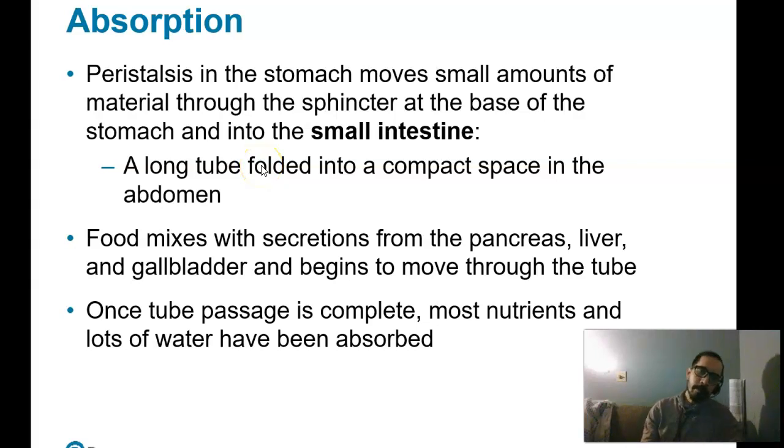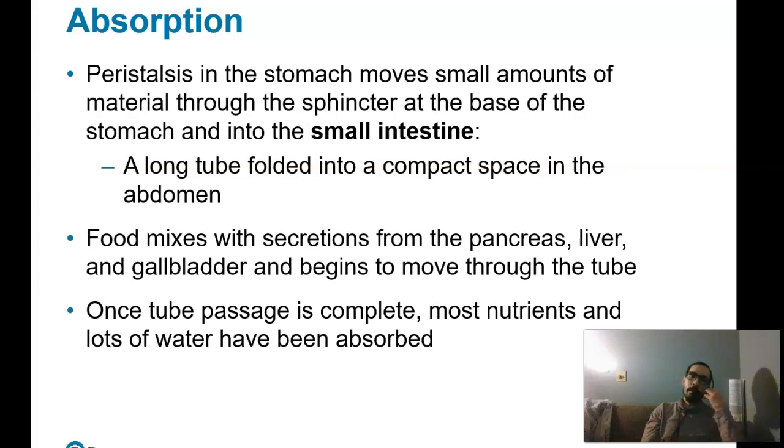Picking up with the small intestine, because last time we went over how food travels through the esophagus into the stomach, and now we're moving on to the small intestine. So, the peristalsis in the stomach. Remember, peristalsis is like a wave-like contraction of muscles. So there's peristalsis in the esophagus as it's pushing the food down, and there's also some peristalsis that occurs in the stomach when it pushes it into the small intestine.